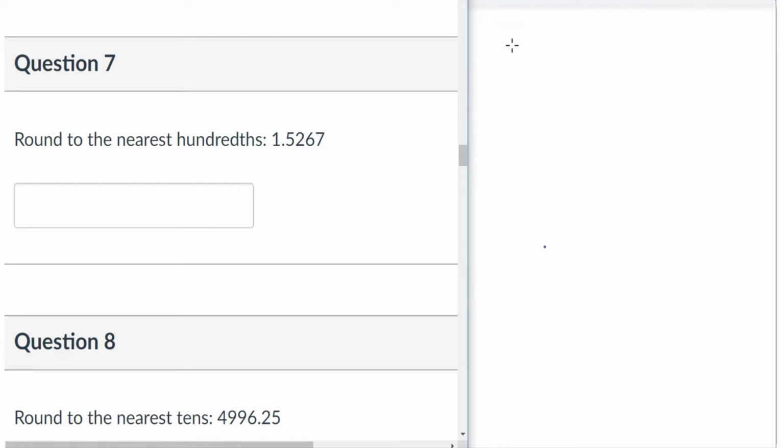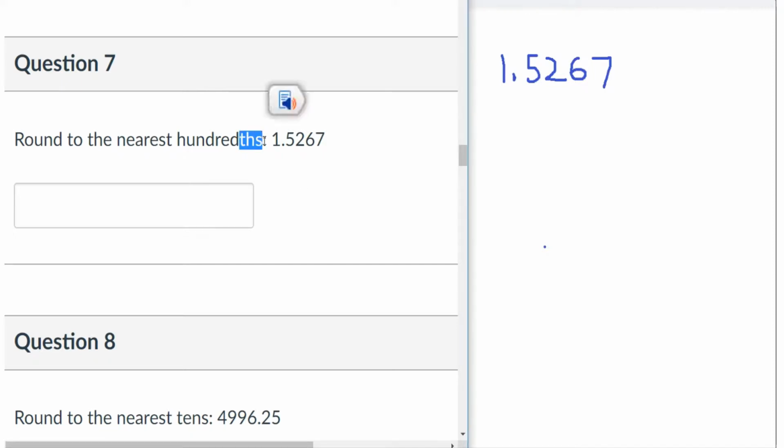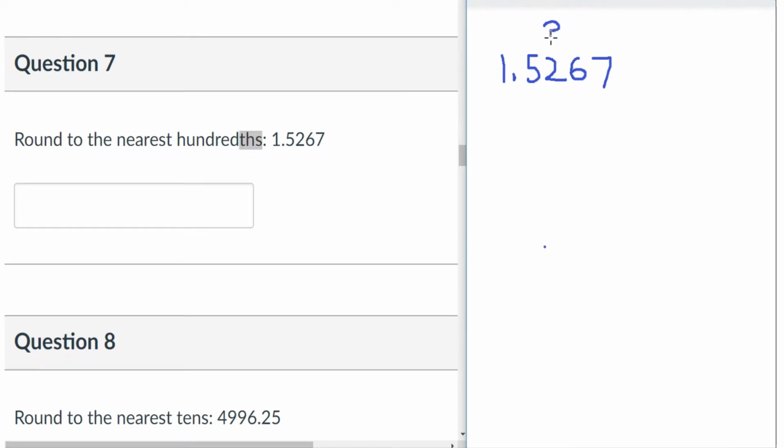Rounding. So for rounding, we have to identify the digit in question, so the decimal place in question, and then we're going to look to the right. So here we need hundredths. So we got tens, hundreds. The 2 is the number in question. So we need to look at the 6. So we're going to look right here.